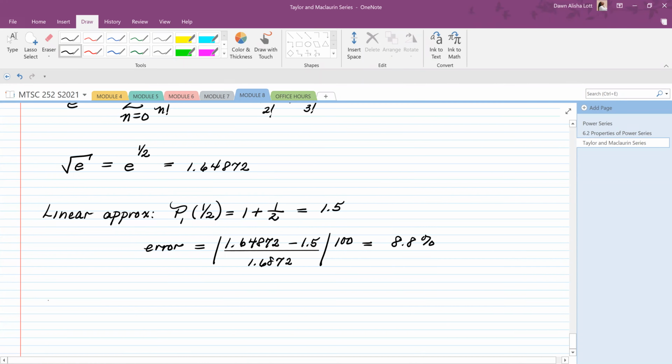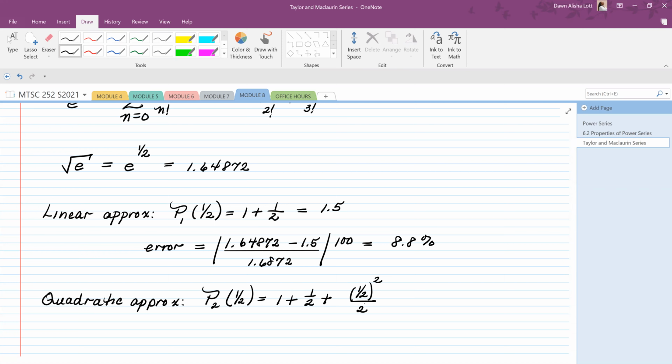Let's look at the quadratic approximation. So that would be P2 of a half. And that says take 1 plus a half plus 1/2 squared divided by 2 factorial. Okay. So now that just means we're going to take 1.6872 and add to that 1/8.